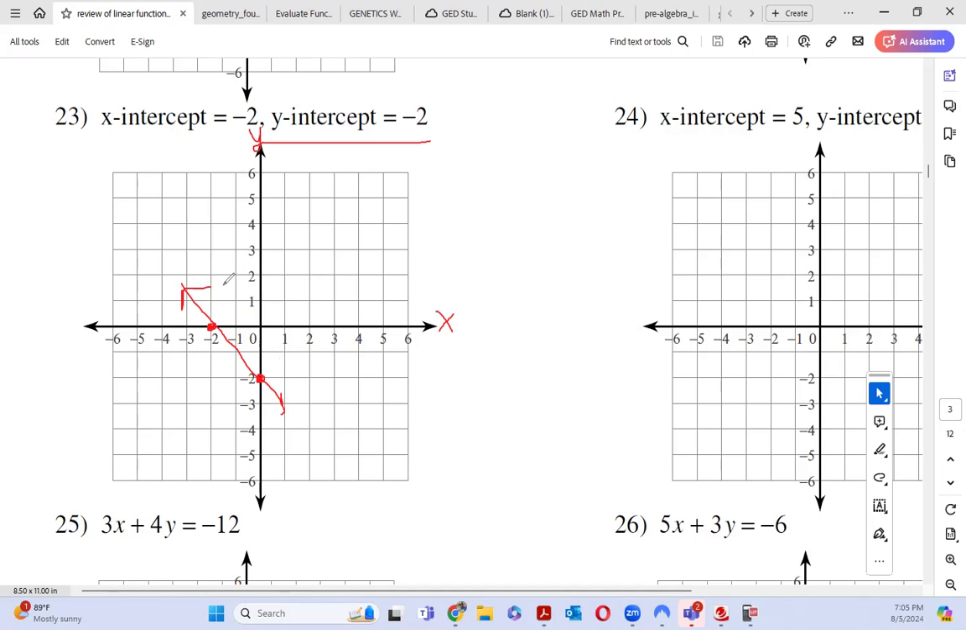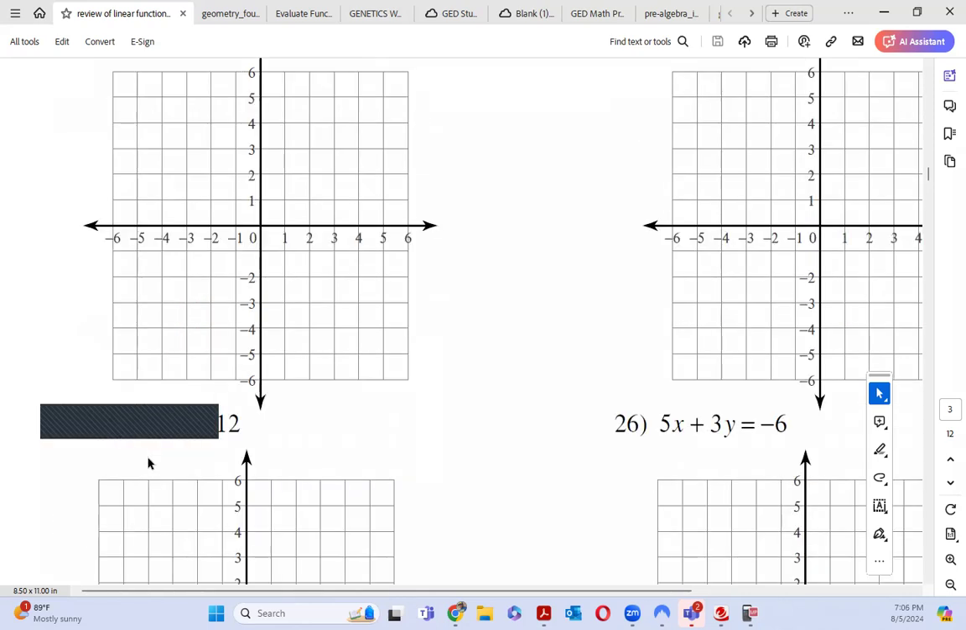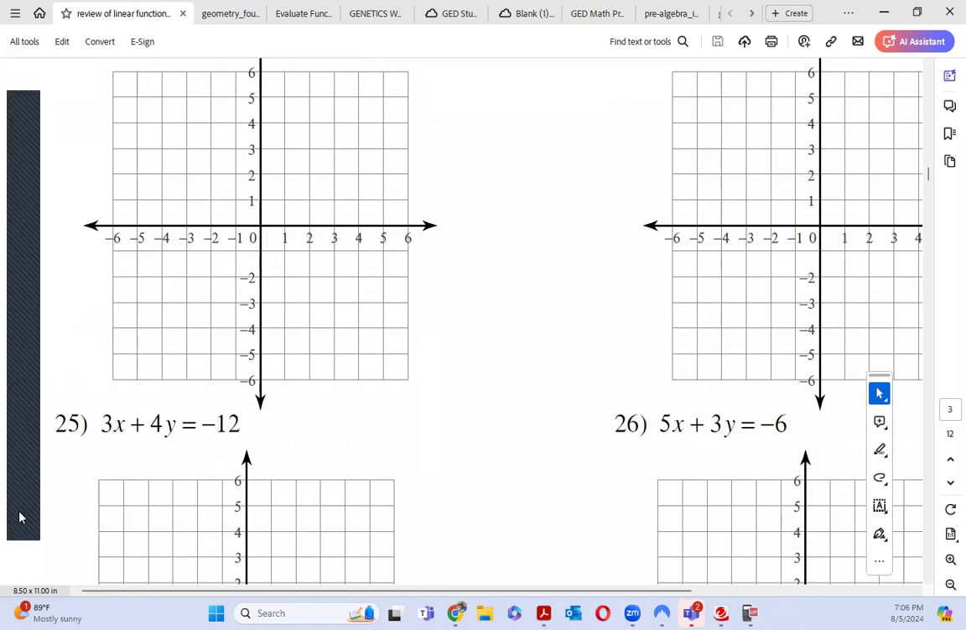How many points do I need to draw a line? 2. I got my 2. Draw my line. I'm thinking about on the line, not crossing. I gotta remember. I mean, it is on the line, but it's where it crosses. Like, for example, let me scroll down again. Let me do another one.